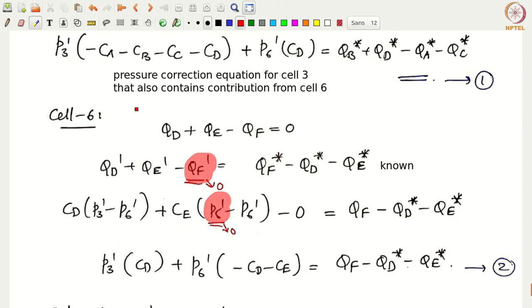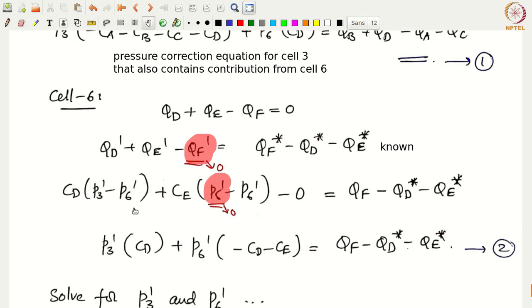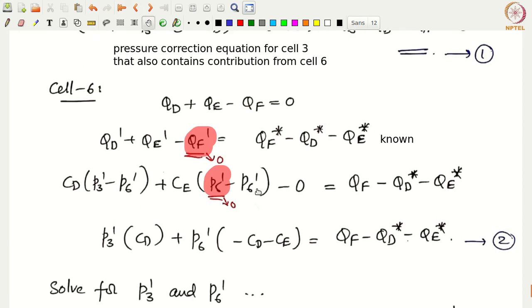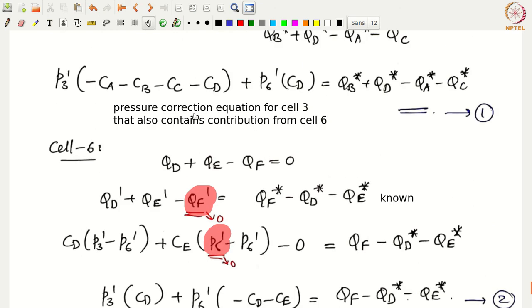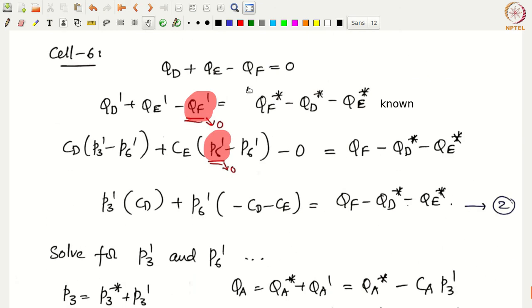So we again have an equation in terms of P3 prime and P6 prime. P3 prime times CD plus P6 prime times (minus CD minus CE) equals QF minus QD star minus QE star. So this is our other pressure correction equation for P3 prime and P6 prime. This is the second equation, and the unknowns are P3 prime and P6 prime. So we have two equations and two unknowns.